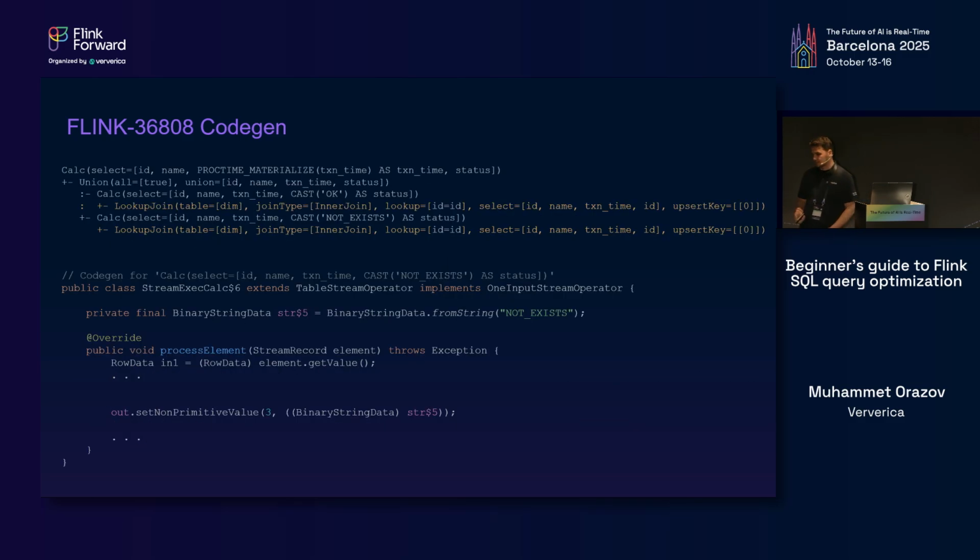And of course, if you debug it, you can see the Java code generated. If you remove other parts, you will see something like this. The codegen for this calc operator: we have some constant string, and then somewhere in this process element, it sets the output for the status to that constant string. So that was the reason why we had this bug.